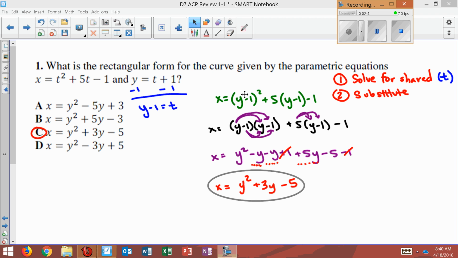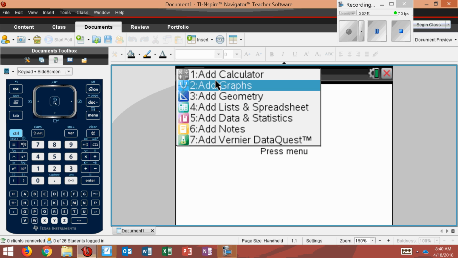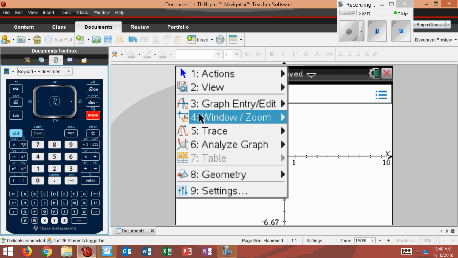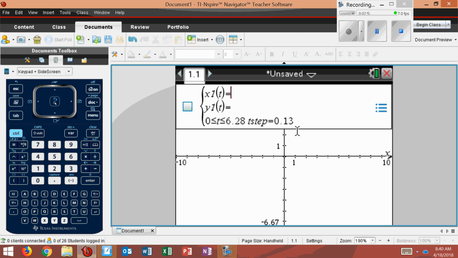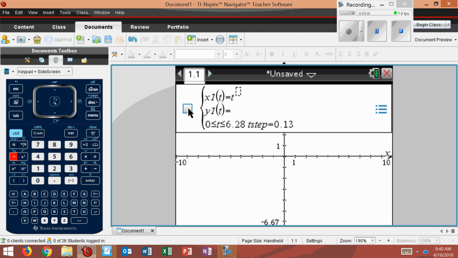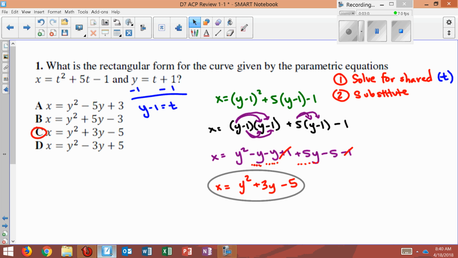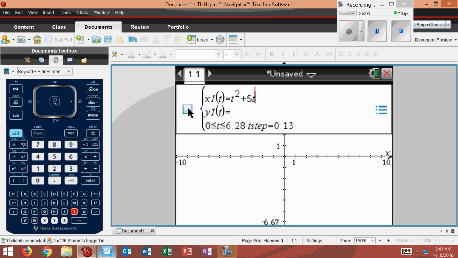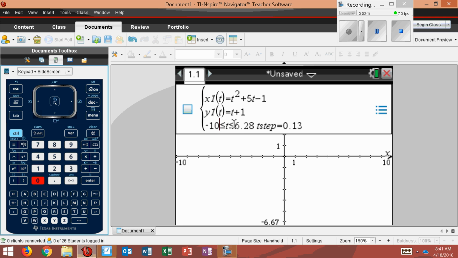Now, how could we do this without the calculator from the get-go? We could graph them and see if they were the right answer. So what I can do is I'll open up my graph, and I'm going to choose menu, graph entry. That was given as a parametric equation, so I type in my equations. They were t squared plus 5t minus 1 for the x, and the y value was t plus 1. Now for this, if they don't give a time value, I put from negative 10 to positive 10. This usually gives us a pretty good representation of what the curve should look like.